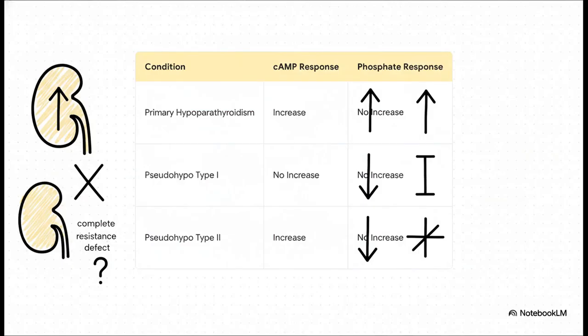Now, interpreting these results is everything. In primary hypoparathyroidism, the kidneys are perfectly healthy and ready to respond. So when you give PTH, you see a nice healthy rise in both urinary cAMP and phosphate. Simple. But in classic type 1 pseudo-hypoparathyroidism, the resistance is upstream, so you get nothing. Neither cAMP nor phosphate levels go up. And then there's the rarer type 2, which is super interesting. You do get a cAMP response, but you still don't get a phosphate response, and that tells you the defect is somewhere downstream of that second messenger.